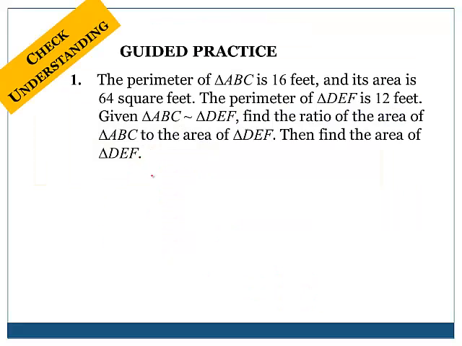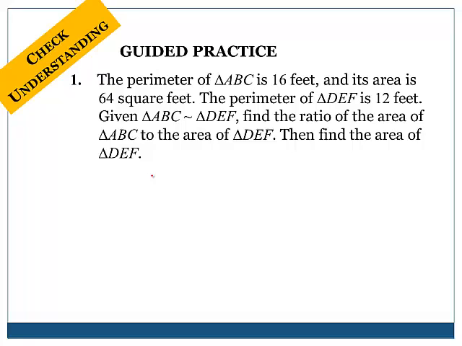Here for our last example, we have the perimeter of triangle ABC is 16 feet and its area is 64 square feet. The perimeter of triangle DEF is 12 feet. Given that triangle ABC is similar to triangle DEF, find the ratio of the area of ABC to the area of DEF. Then find the area of DEF.